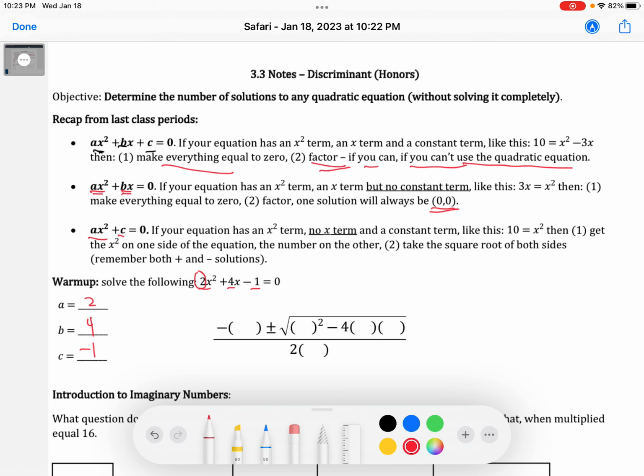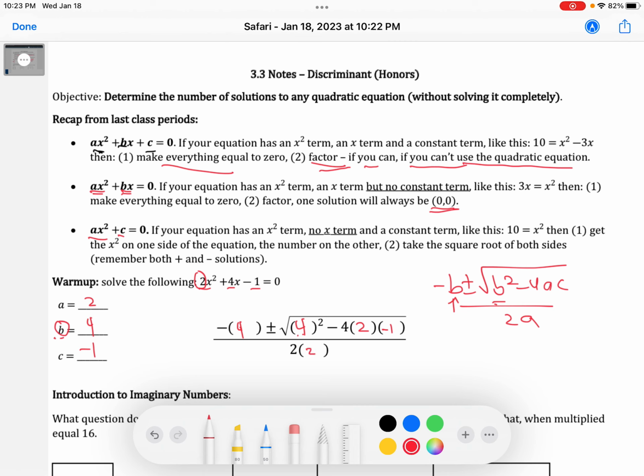Remember, the quadratic equation is negative b plus or minus the square root of b squared minus 4ac all over 2a. So where I see this spot right here, we're going to put in 4, that's our b. And then right here, b shows up again in this spot, so I'm going to put another 4 here. And then a is 2, c is negative 1, all over 2a, and a is 2.